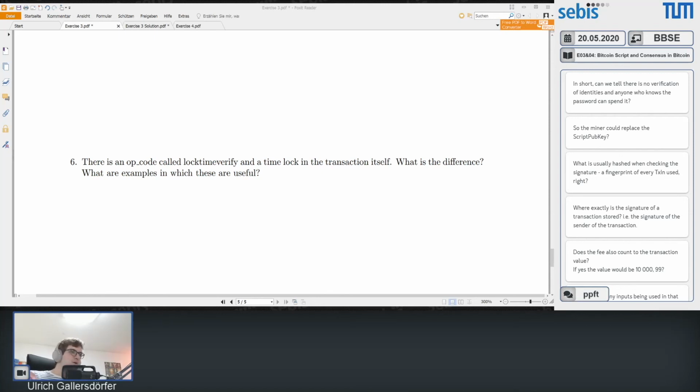And what is the usage here? For example, the time lock itself is for micropayments. So we had this micropayment channel example. We want to basically ensure that money does not get spent before a certain point of time.